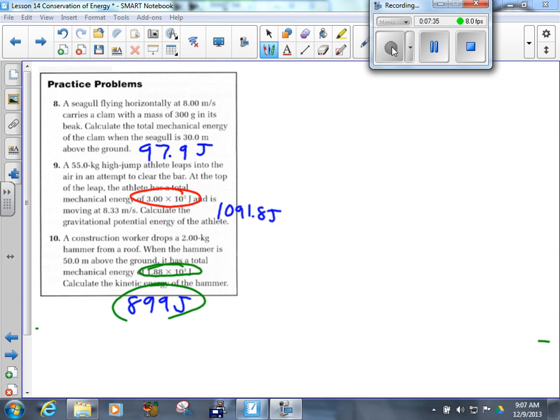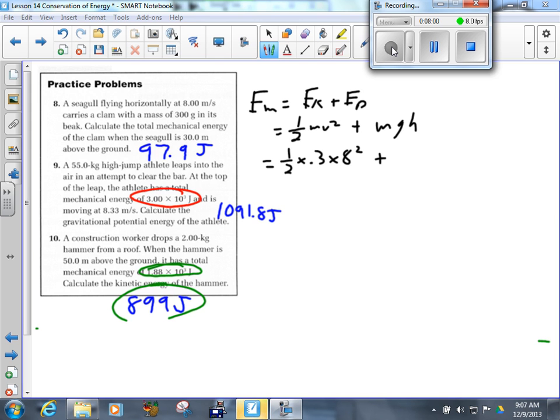So if I want to calculate the total mechanical energy when it is 30 meters above the ground, I have to do this. Mechanical energy equals, okay, the kinetic energy plus the potential energy. And so that's going to mean 1/2 mv squared plus m times g times h. So 1/2 times 0.3 kilograms times 8 squared, okay, plus 0.3 times 9.81 times 30. Okay, when I do that, I should get 97.9 joules. Everybody right with that one? Okay. How many people are done number 9? How many people are stuck on 9?